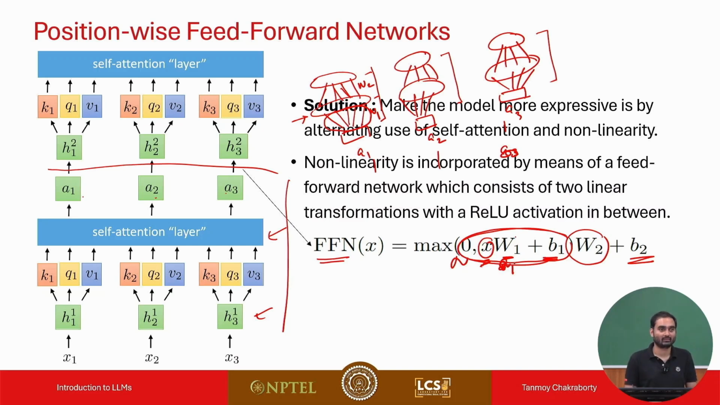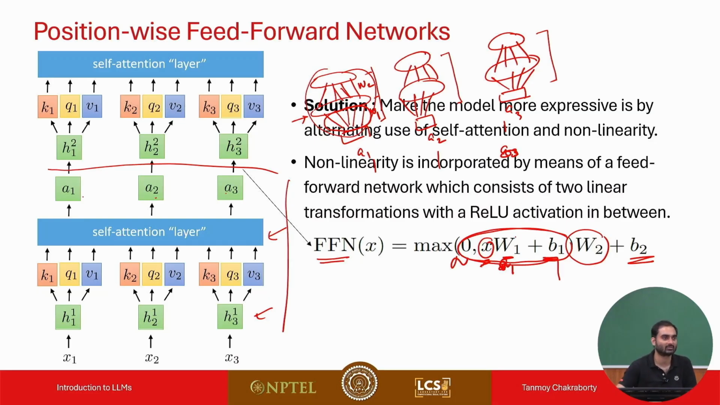So how many parameters are introduced here? If you discard bias for the time being, 2 parameter matrices, W1 and W2, and these parameter matrices are shared across all the tokens again, and this is called position wise feed forward network. Why? Because at every position I have a feed forward network, whereas self attention was not position wise, right? Self attention was applied across all the tokens. Now this is position wise feed forward network.